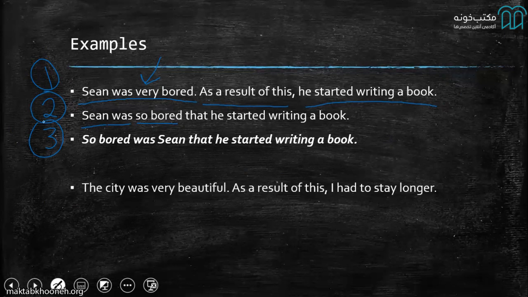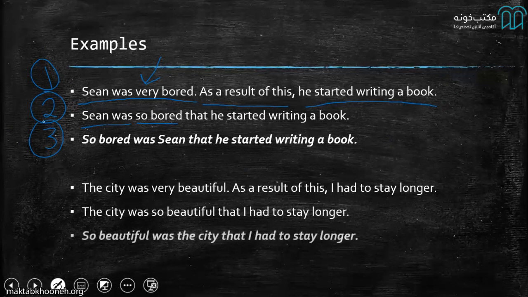The city was very beautiful. As a result of this, I had to stay longer. The city was so beautiful that I had to stay longer. So beautiful was the city that I had to stay longer. Look at the last one. What happened? I just took so beautiful and I put it in the beginning. I took was and I put it right after that. Then I put the subject, the city. And now it's inverted. This is inversion.